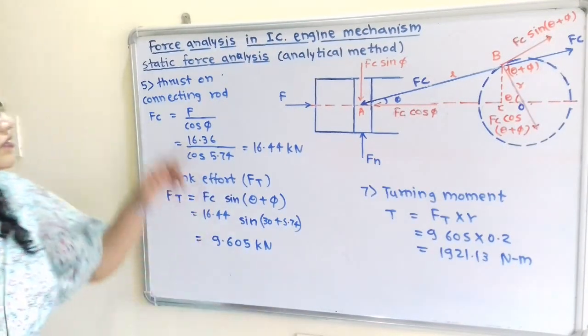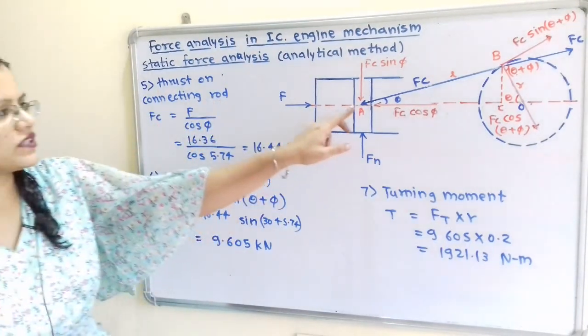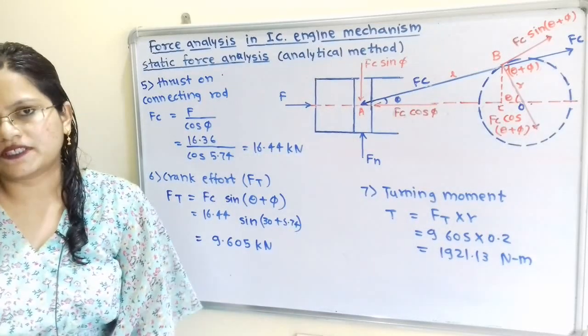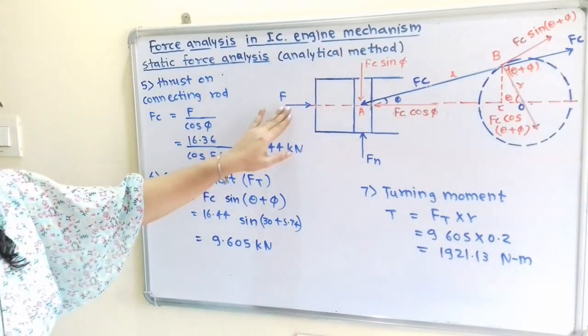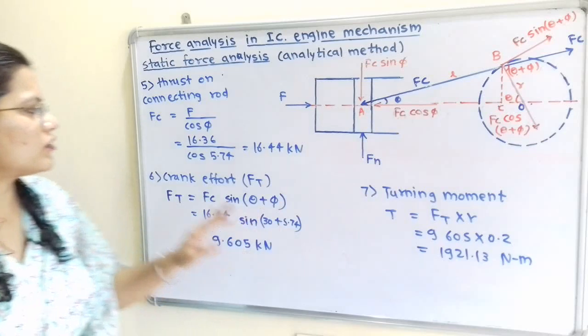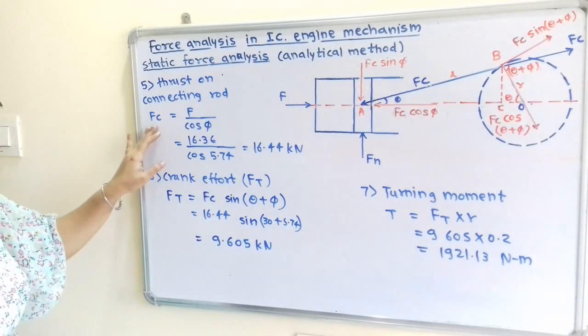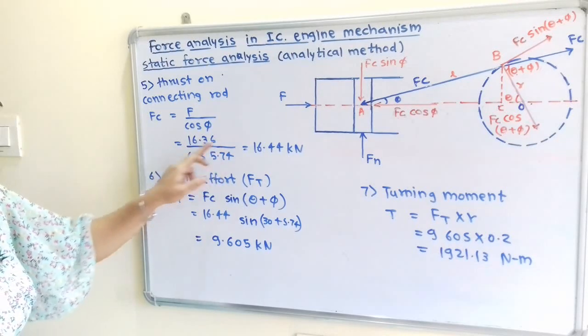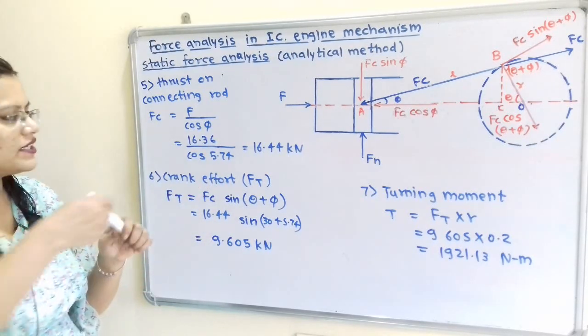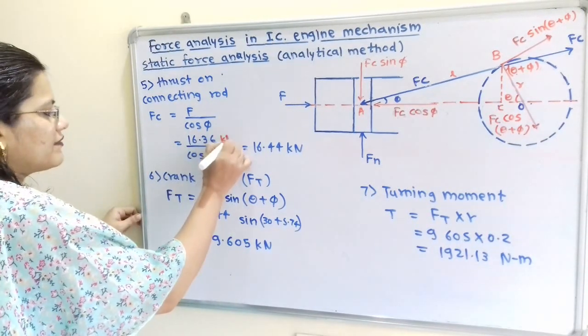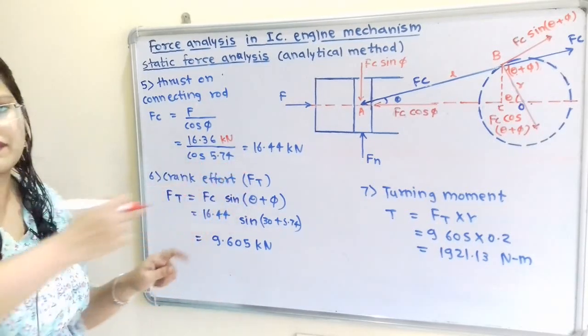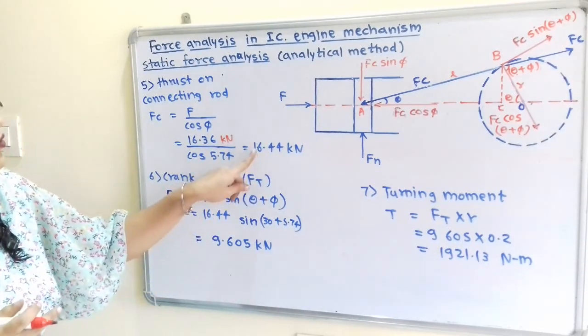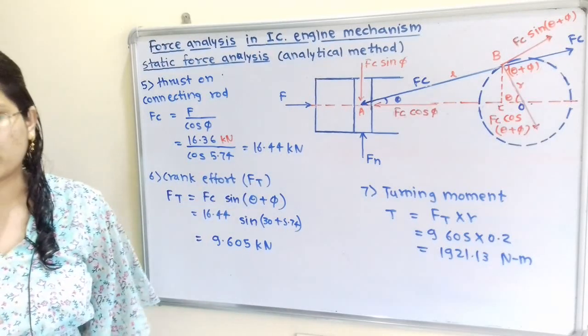Fifth question, thrust on connecting rod. So thrust on connecting rod is Fc. If we observe this diagram, we know that F is equal to Fc cos phi. So we can write Fc is equal to F divided by cos phi, that is 16.36, whose unit is kilonewton, divided by cos of 5.74. So the answer is also in kilonewton, 16.44 kilonewton.